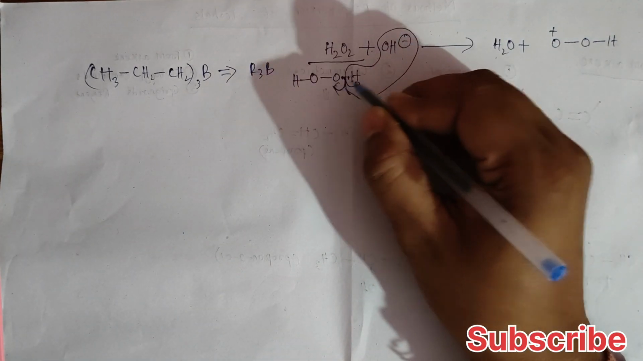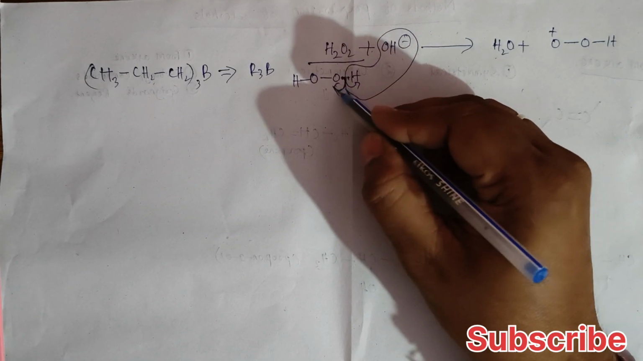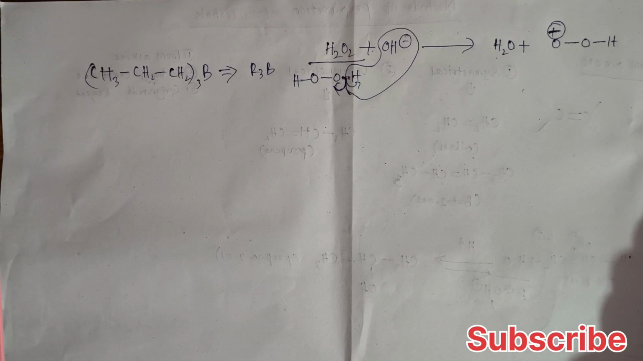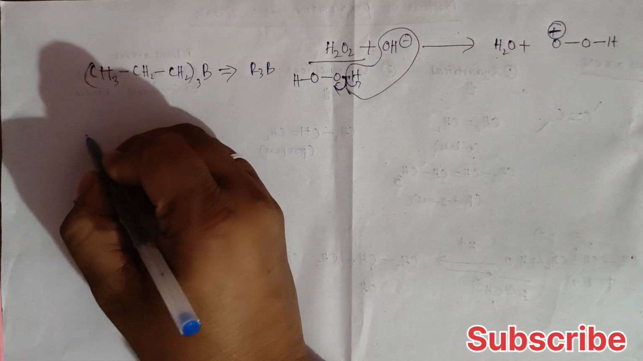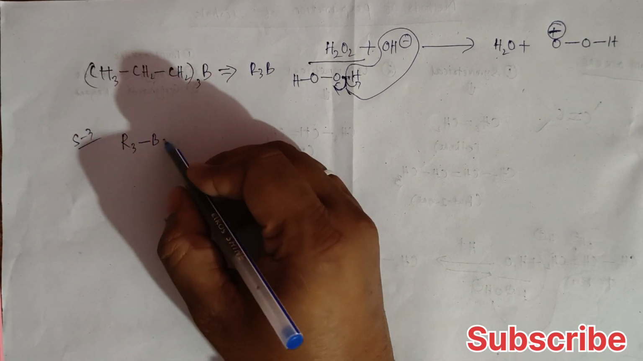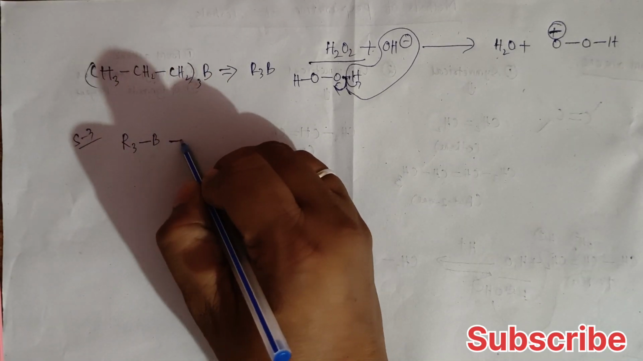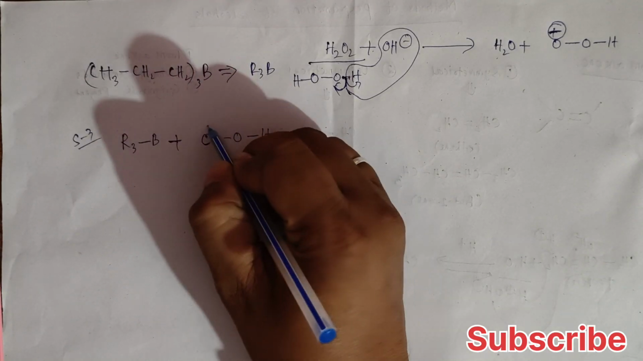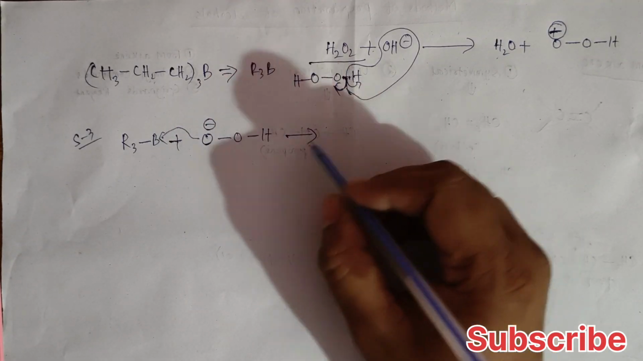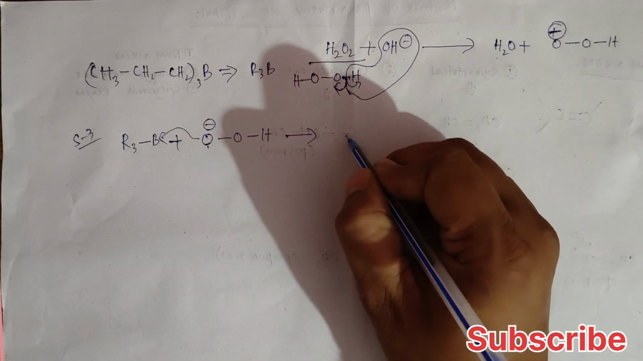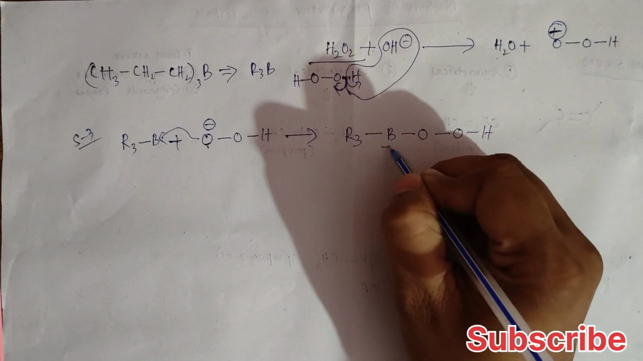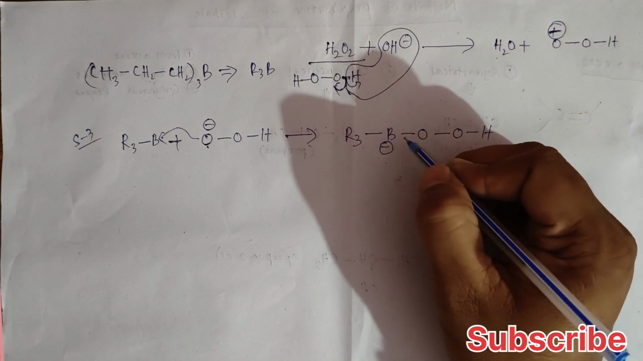This lone pair will be attracted by the oxygen atom, so it will get a negative charge. Okay, so this OOH minus will attack this R3B. In the next step 3, as boron is a metal, this OOH minus will attack this boron. When this O minus attacks this boron, the structure is like this: R3B-OOH, but boron acquires a negative charge.